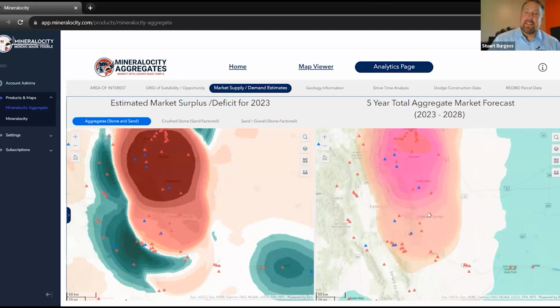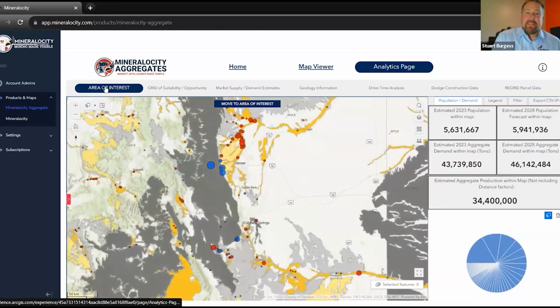We've already taken this. This is our high-level market analysis. We know that there's population growth. All the demand drivers are there. So let's go back to our area of interest tab.